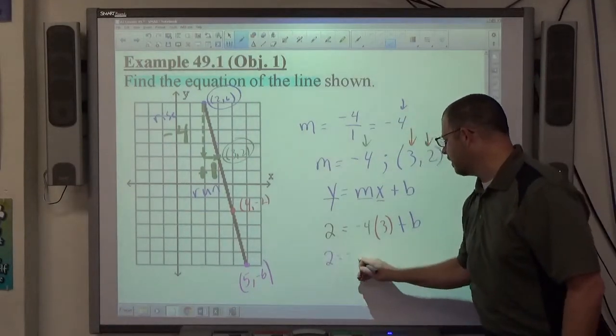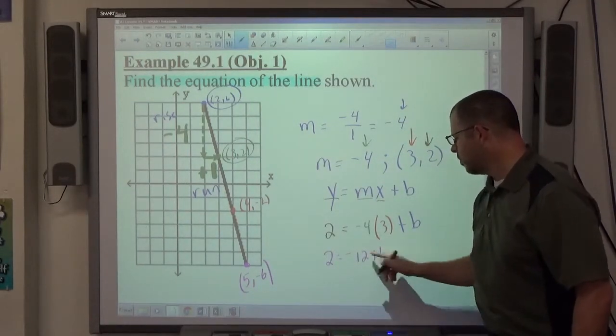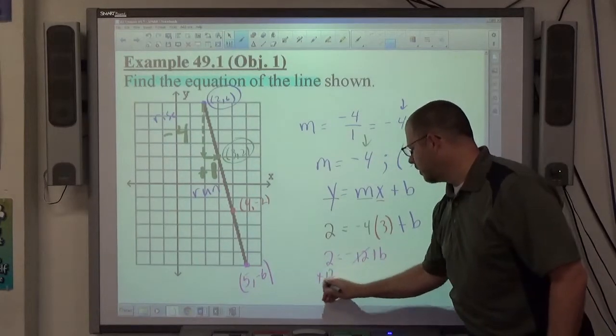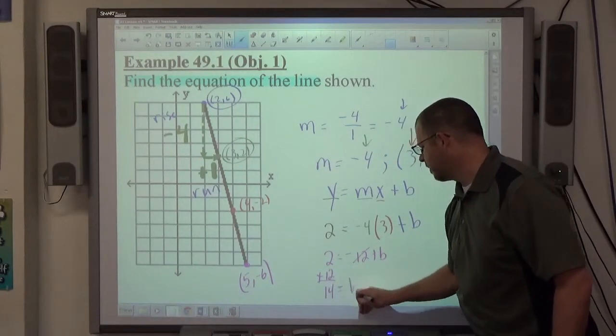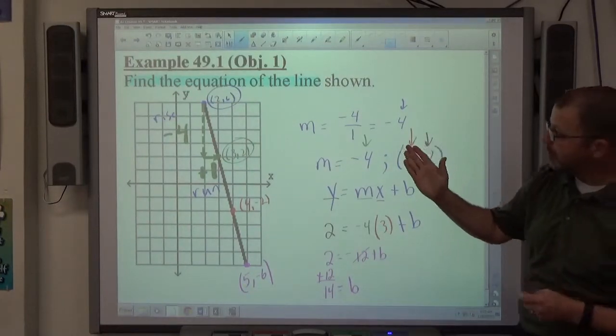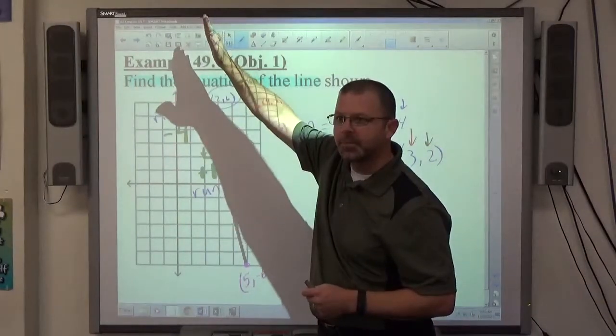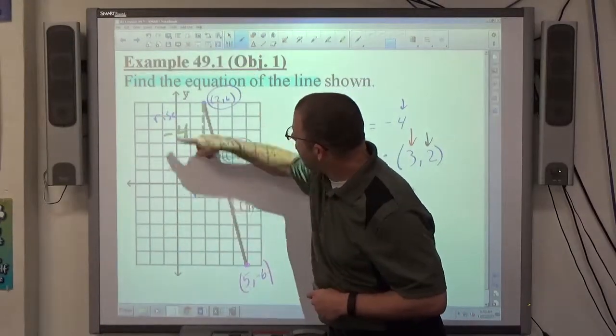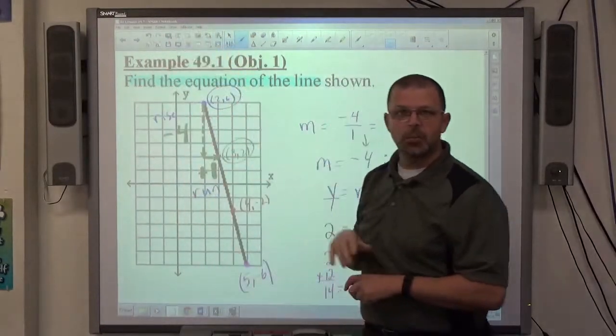So 2 equals negative 12 plus b. Move the negative 12 over. That gets me 14 equals b. b is where it crosses the y-axis. Now, looking at this picture, I can see that the line's going up, right? All right. 14's up here somewhere. Does that seem reasonable? Yeah.